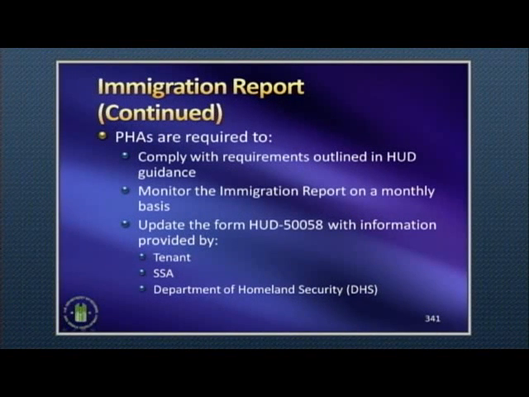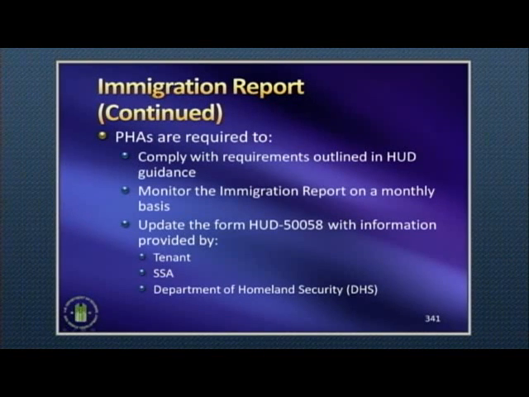So you, the housing authorities, are required to comply with the requirements outlined in HUD guidance with respect to verifying Social Security numbers. You're required to monitor this immigration report on a monthly basis and update the 50058 with information provided by the tenant, the Social Security Administration, or Department of Homeland Security.